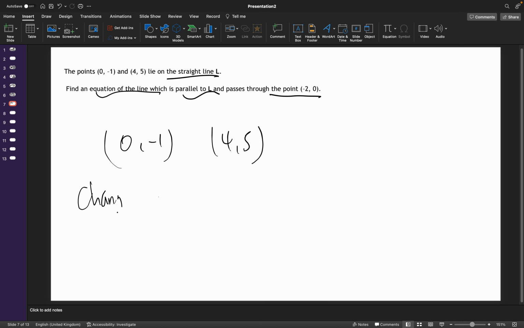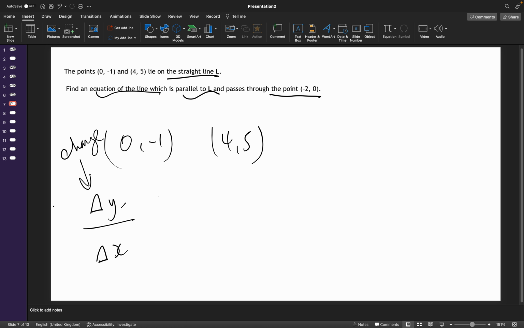We just do change in y over change in x. Let me write this in the simpler form. Change in y over change in x. By the way, this triangle symbol just means the Greek symbol for change. So you'll see this in many textbooks. Change in y divided by change in x is the gradient of the line.